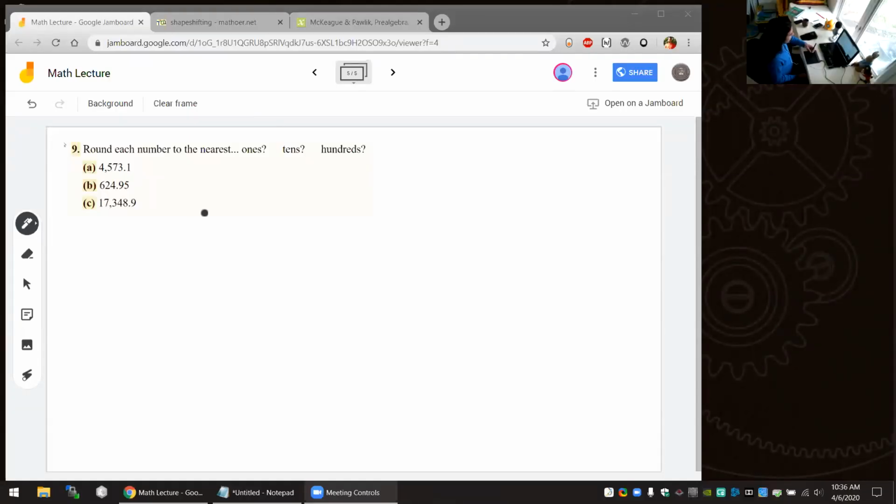Okay, so I want to round 4,573.1. Let's start with the nearest ones. Following that procedure I just said, I look at the ones, and I also look just to the right of that, the biggest of the things I'm about to get rid of. Is this number 5 or more? No. So the 3 stays the same.